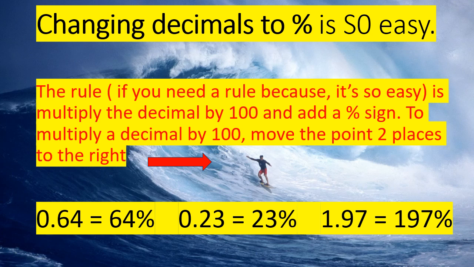So 0.64 is the decimal, equals 64%. You've moved the point 2 spaces to the right from before 64 to after 64 and added a percentage sign, so 64%. 0.23 becomes 23%. 1.97 becomes 197%. Very easy.